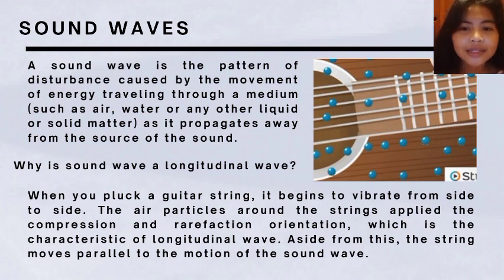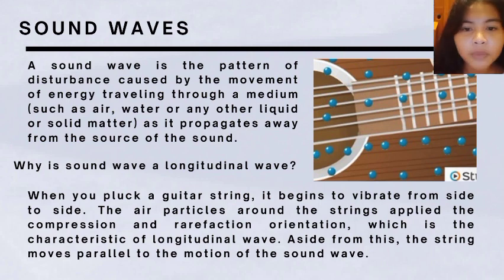So why is a sound wave a longitudinal wave? I've already explained this to you earlier. An example is when you pluck a guitar string. It begins to vibrate from side to side. Side to side means it is parallel to the orientation or the movement of the wave. So the air particles around the strings undergo compression and rarefaction, which is the characteristic of a longitudinal wave. Aside from this, the string moves parallel to the motion of the sound wave.